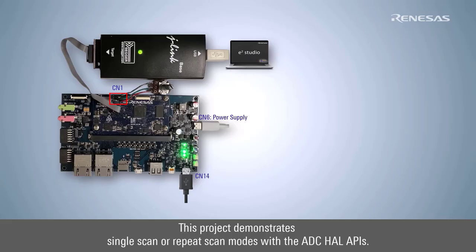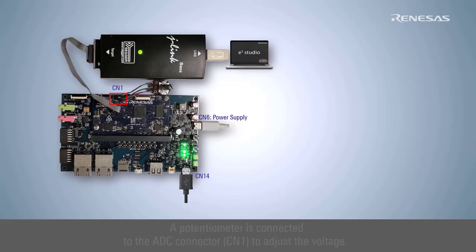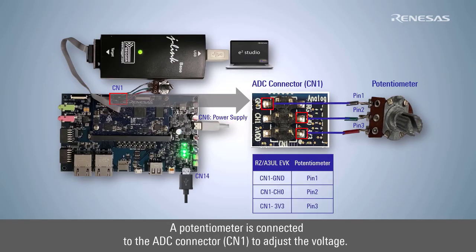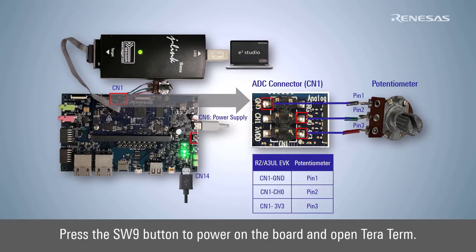This project demonstrates single scan or repeat scan modes with the ADC HAL APIs. A potentiometer is connected to the ADC connector to adjust the voltage. Press the SW9 button to power on the board and open TeraTerm.